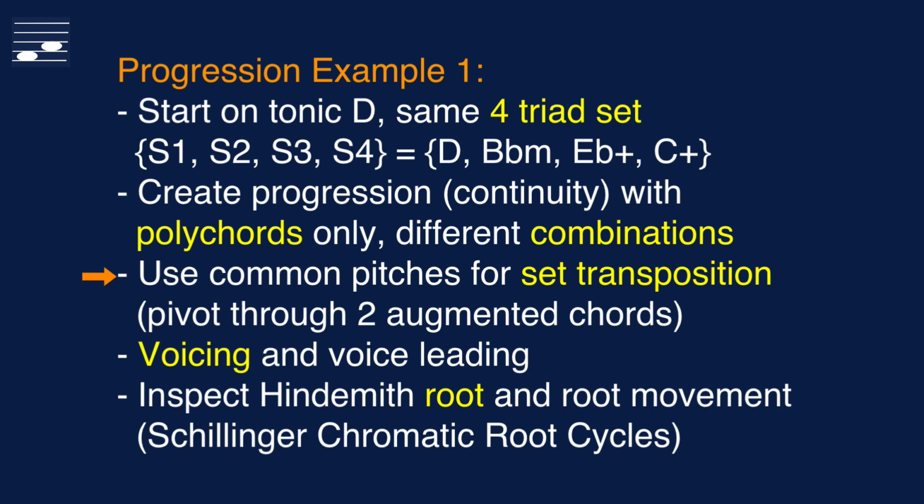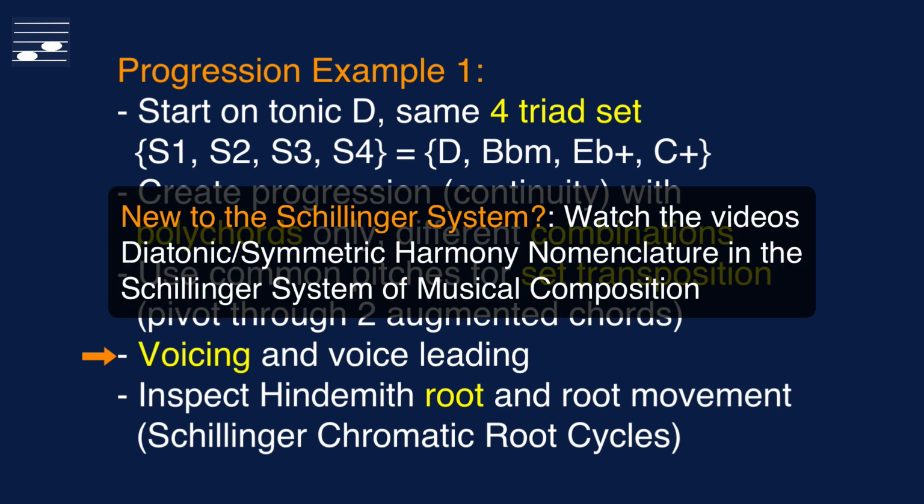These can be used as common chords between 2 transpositions. This is just one possible approach to the creation of a chord progression that yields a certain degree of tonal stability in a 12-tone context. I write a 6-part voicing and afterwards calculate the Hindemith root and the root movement in Schillinger chromatic root cycles.